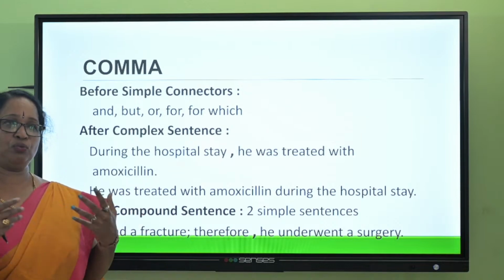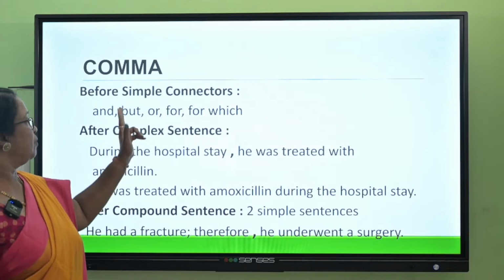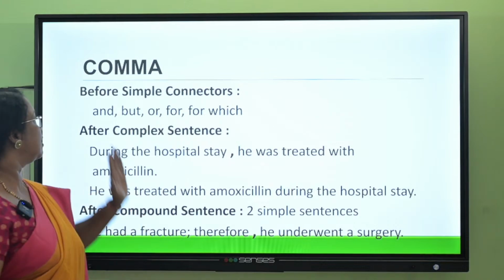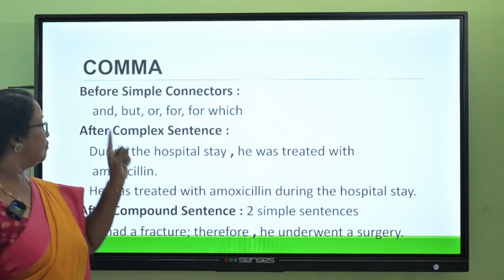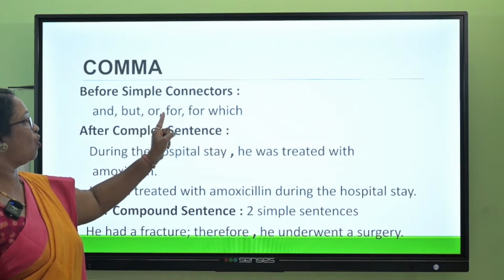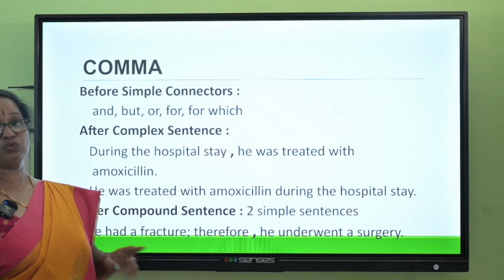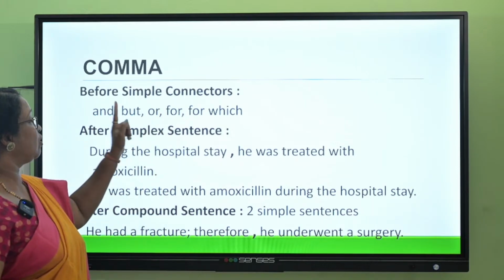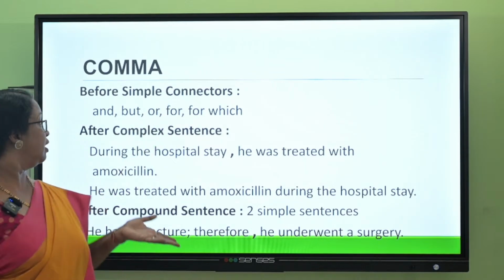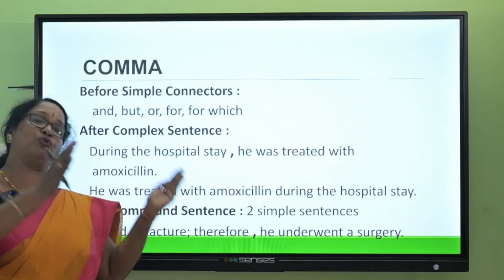If you don't want to put a comma, please avoid that one. Or else, if you want to write before the simple connectors, before the simple connectors, we will use the comma. Which are the simple connectors? And, but, or, for, which. For which is one word. Don't think for which is two words. Okay. And, but, or, for, which. Also, it is also a simple connector. Before these simple connectors only you have to put a comma.